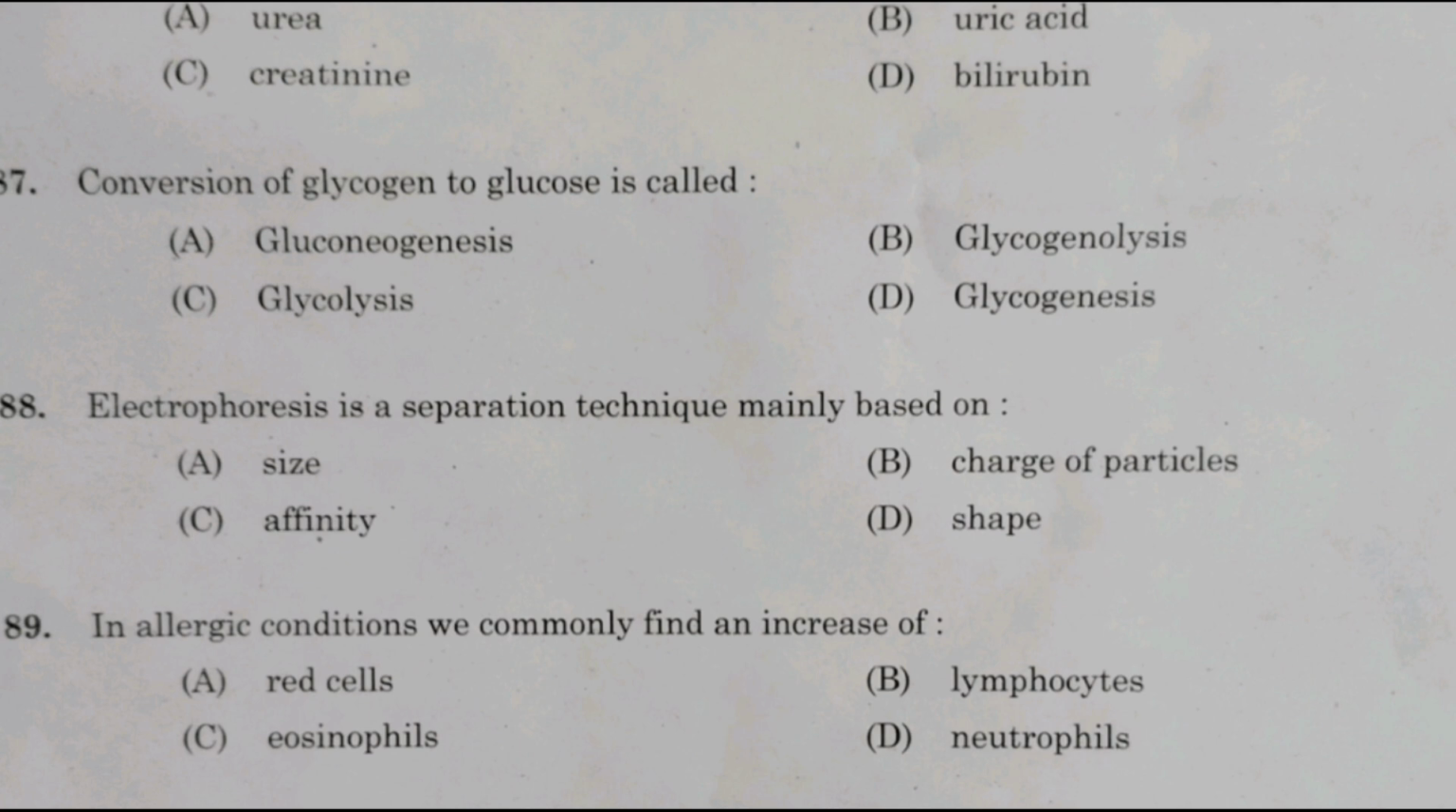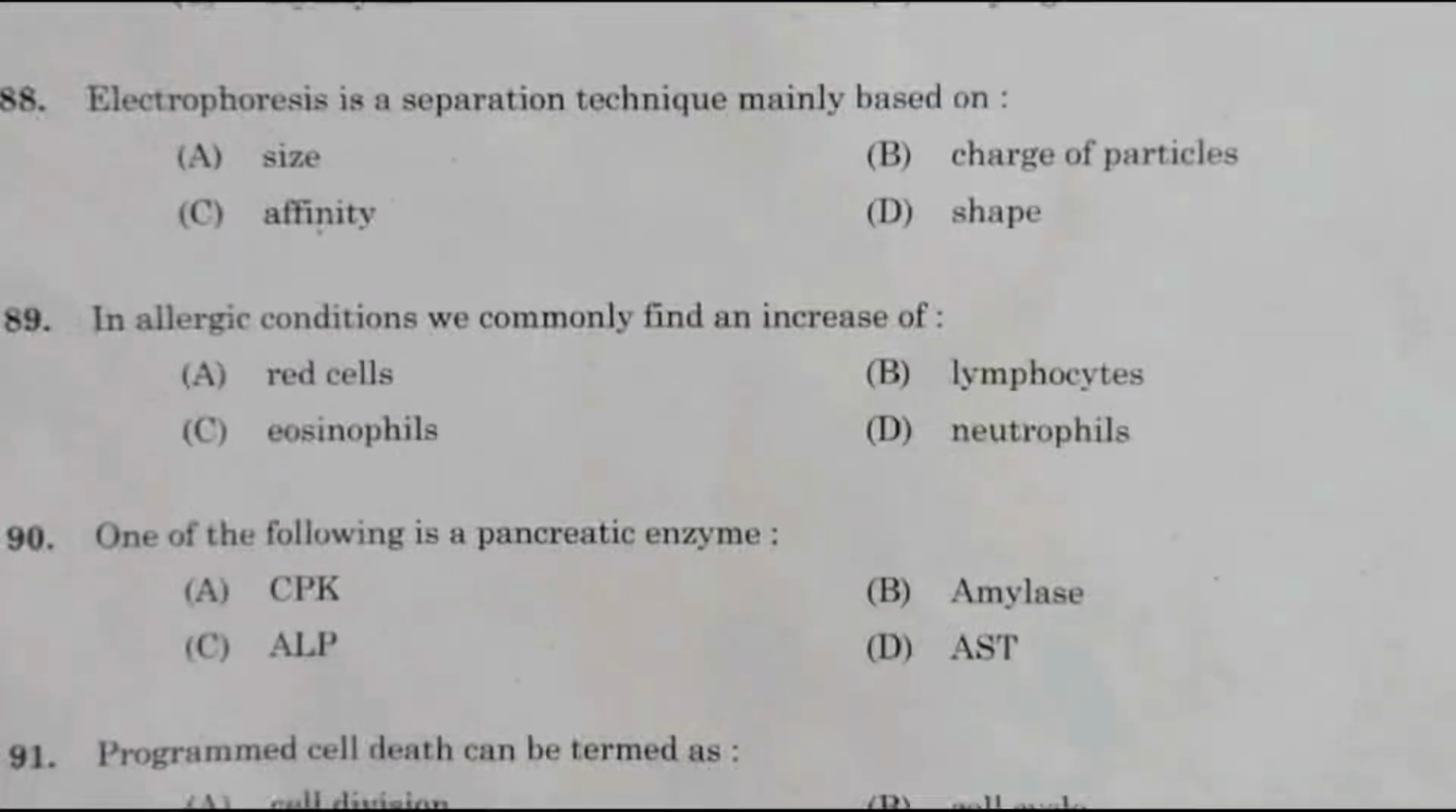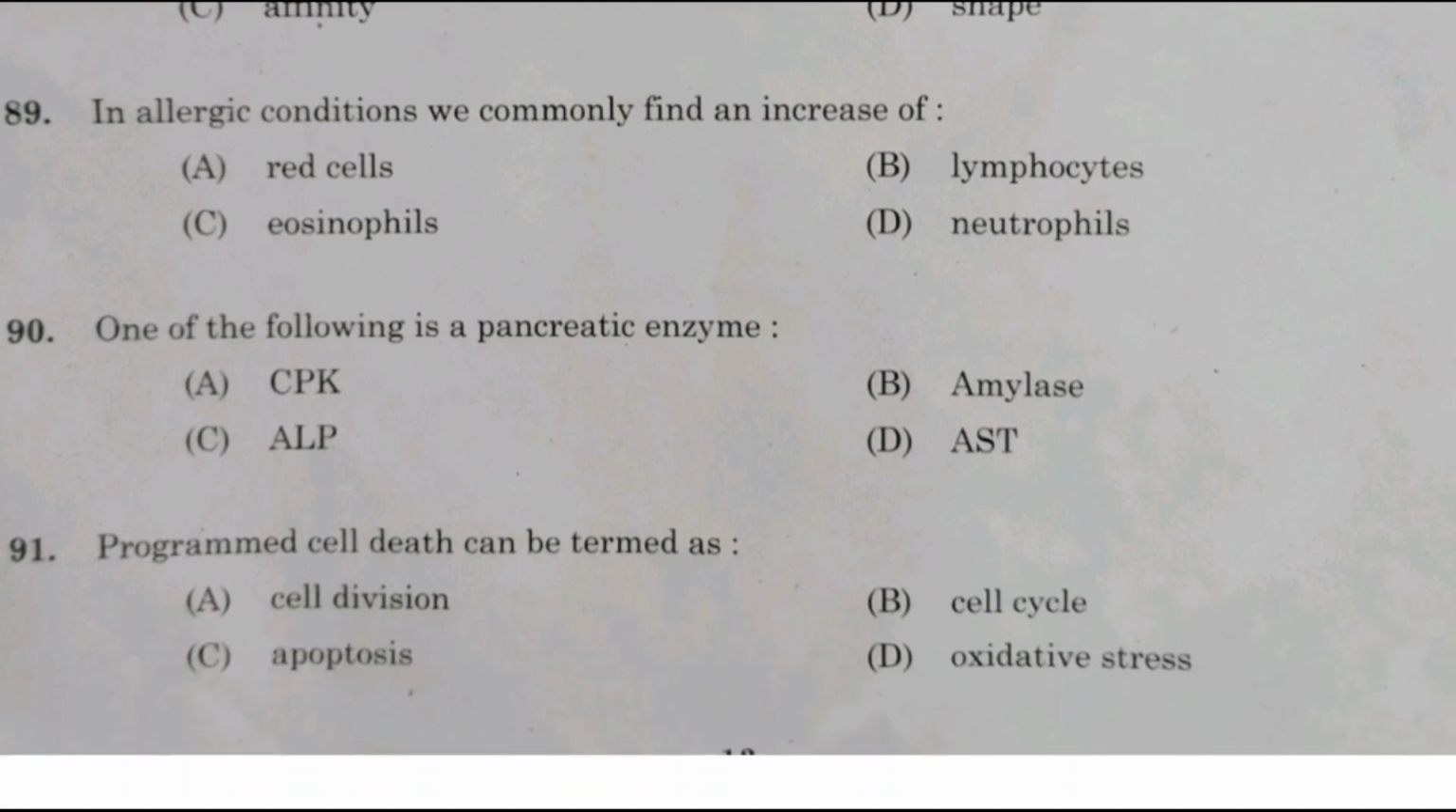Next one, conversion of glycogen to glucose is called. Conversion of glycogen to glucose is glycogenolysis. Right answer option B. Next one, electrophoresis is a separation technique mainly based on. The right answer is option B, charge of particles. Next question, in allergic conditions we commonly find an increase of. The right answer option C, eosinophils.